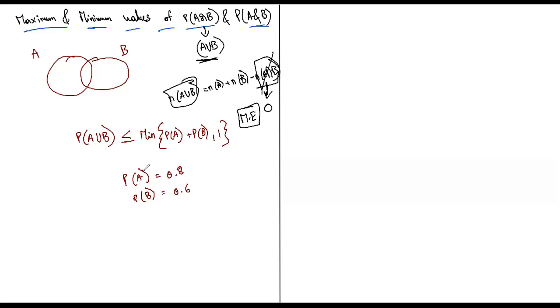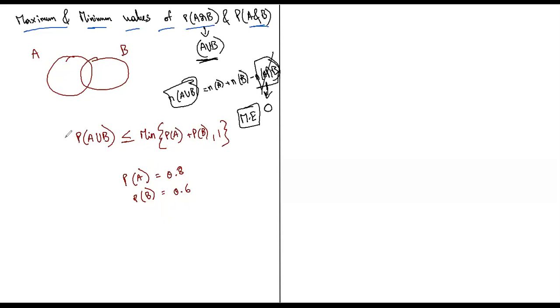For example, this can be the number of people who speak English, and this can be the number of people who speak Hindi. Why are these figures possible? Because there are people who can speak both English and Hindi. That is why sometimes if you add both of these, you can exceed one. But even if you exceed one, P of A union B cannot exceed one. Therefore, the maximum value of A union B will be P of A plus P of B as long as it is smaller than 1. If it becomes bigger than 1, then it will be 1. Okay? Simple. So the maximum value of this will be the minimum out of these two.